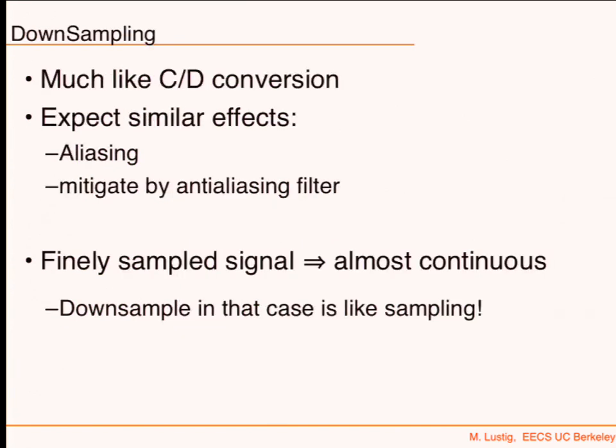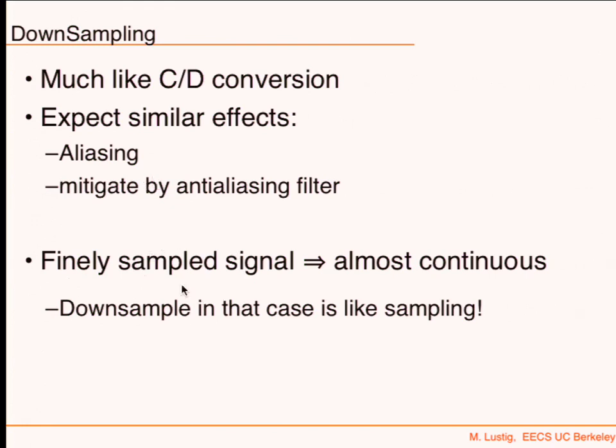So it's really much like continuous to digital conversion in some way, because now we're resampling, or sampling, our discrete signal. And so in that case, you should get similar effects like aliasing, and you have to mitigate them by using anti-aliasing filters when you downsample the signal.